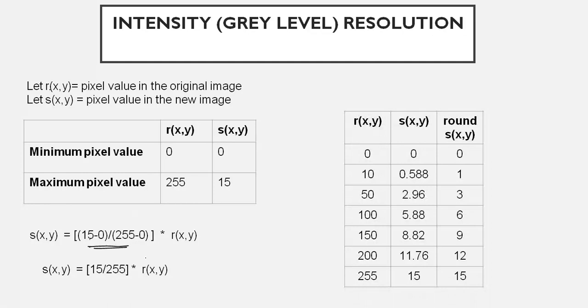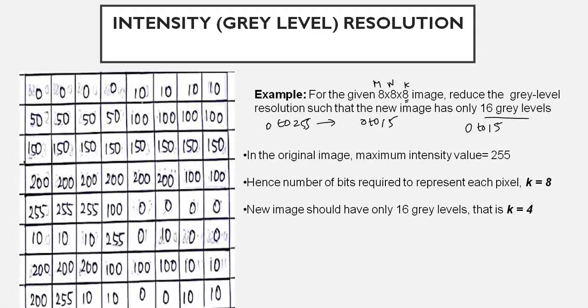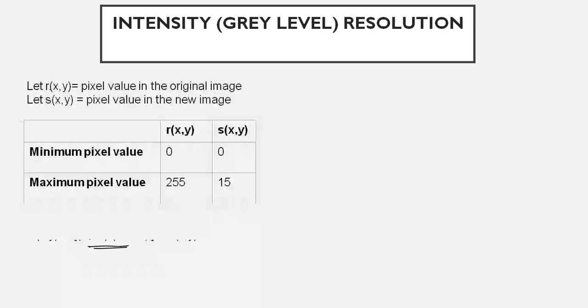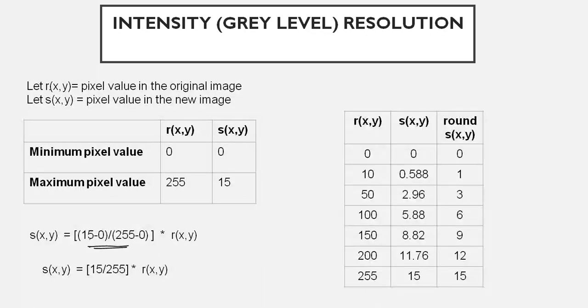By using this formula, in the original image, these were the pixel values. If you have observed, let us go to the previous slide here. So these are the pixel values in the original image. These pixel values I have listed here in this column of R, x, y. And using this formula, in the new image, we will obtain these values of S. And these values of S are rounded off to get these values in the third column.